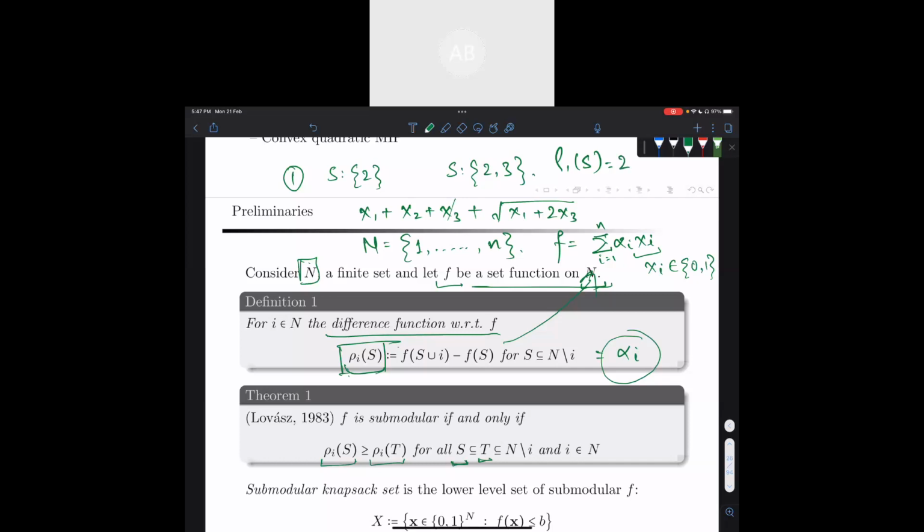And if 2, 3 were already 1 and then I add x1, then my function value becomes 3 plus square root of 3. So rho I of S in that case is essentially 3 plus square root of 3 minus 2 minus square root of 2. And you can verify that this is going to be smaller than this number.